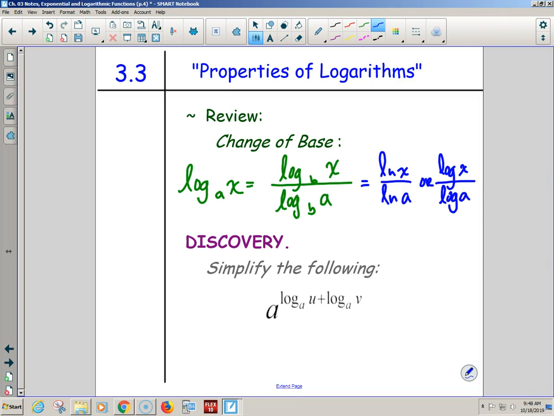P.S. Chemistry people, half-life and doubling kind of has to do with this. We haven't learned that yet. Half-life's actually really good. When it comes, we'll do it with this. But this discovery, what's going on down here?